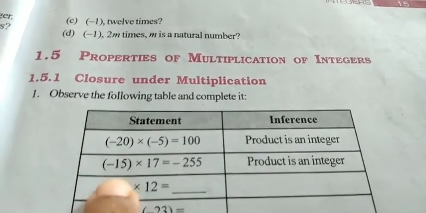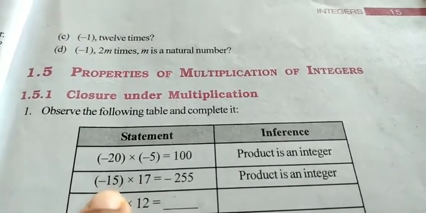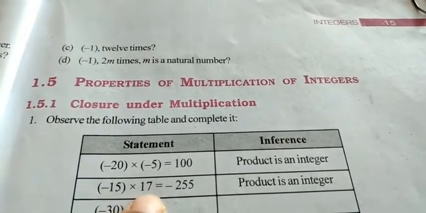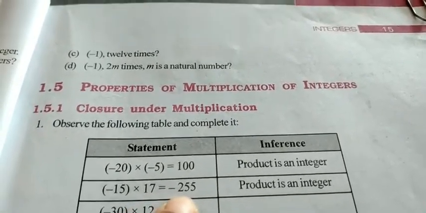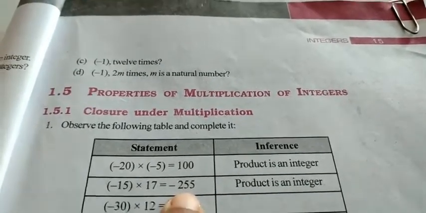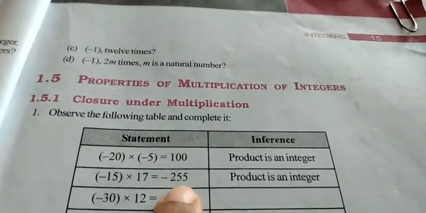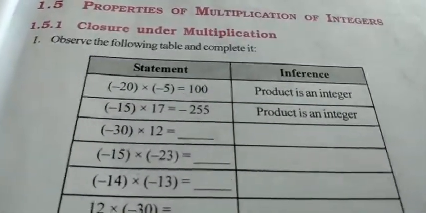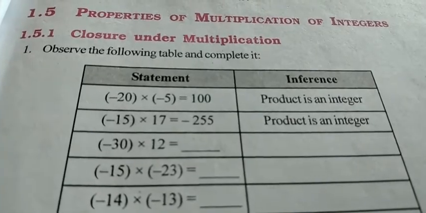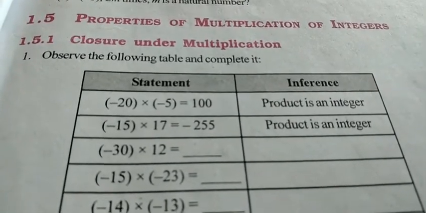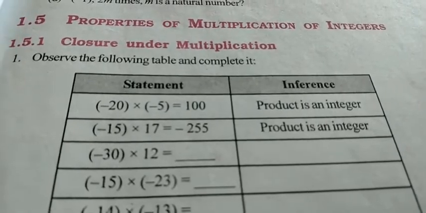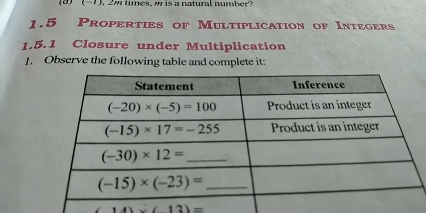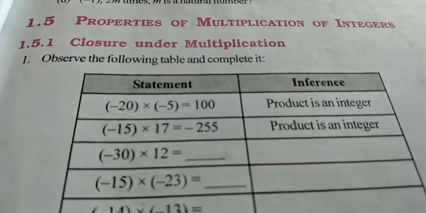Now here the next example. In the next example, you have one negative and the other one is positive. Negative 15 is multiplied with 17, both are integers, and the product which you get is negative 255, which is also an integer. So finally we conclude that when two integers are multiplied, we always get the product as an integer, and so closure property stands true for multiplication of integers.